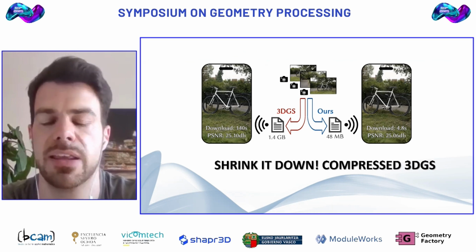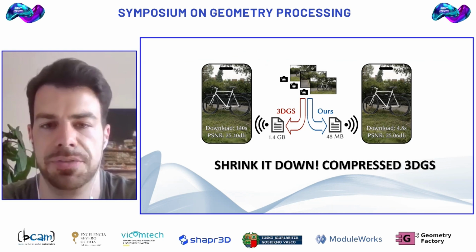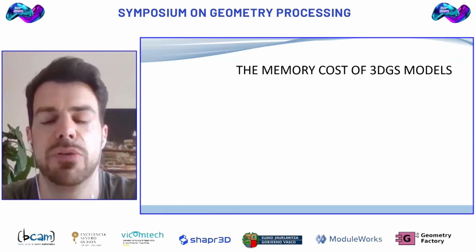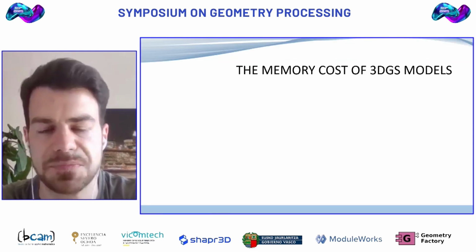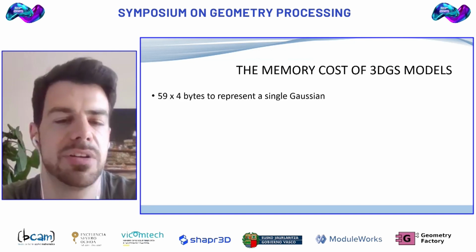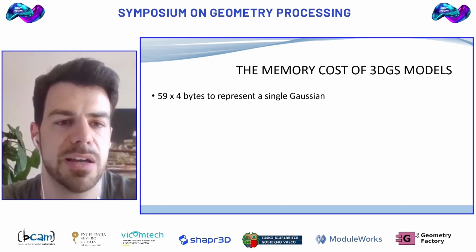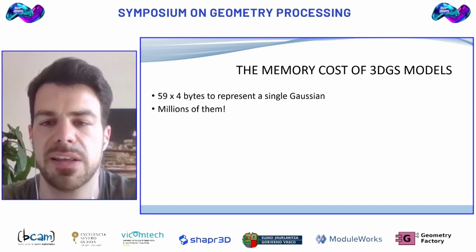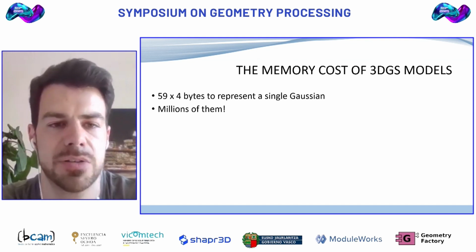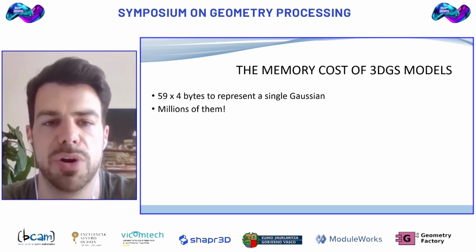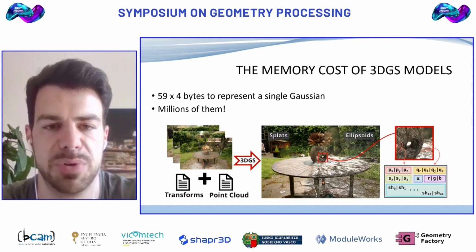There's by now, I think, a couple dozen papers on this particular topic on its own. We're going to go ahead and quickly give you an overview of our approach to this. So first of all, the memory cost of the original 3D Gaussian splatting models is quite high because it takes actually 59 times 4 bytes to represent a single Gaussian. And then in the end, as I said, with this simple densification approach and even the more advanced ones, you usually end up with millions of Gaussians for the full scene that you want to represent.